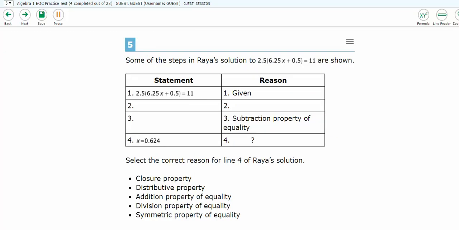Okay, let's take a look at number 5, the last in this installment. Let's read. Some of the steps in Raya's solution to the equation 2.5 times (6.25x + 0.5) = 11 are shown. Question: select the correct reason for line 4 in Raya's solution. So we're going to be clicking on one of these correct reasons for line 4 in Raya's solution.